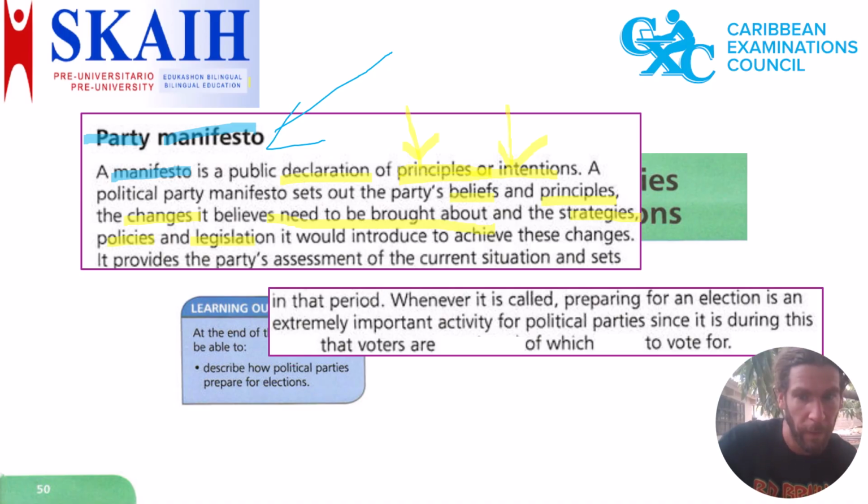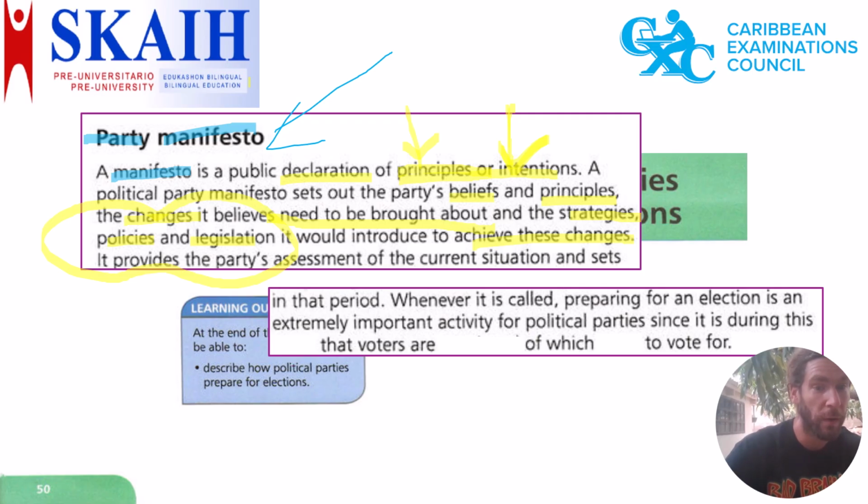To achieve this. So how is it going to do this? They want to put in these policies, and they want to put in these changes and this legislation, to achieve these changes, to achieve their intentions and principles in society. So this is really important.